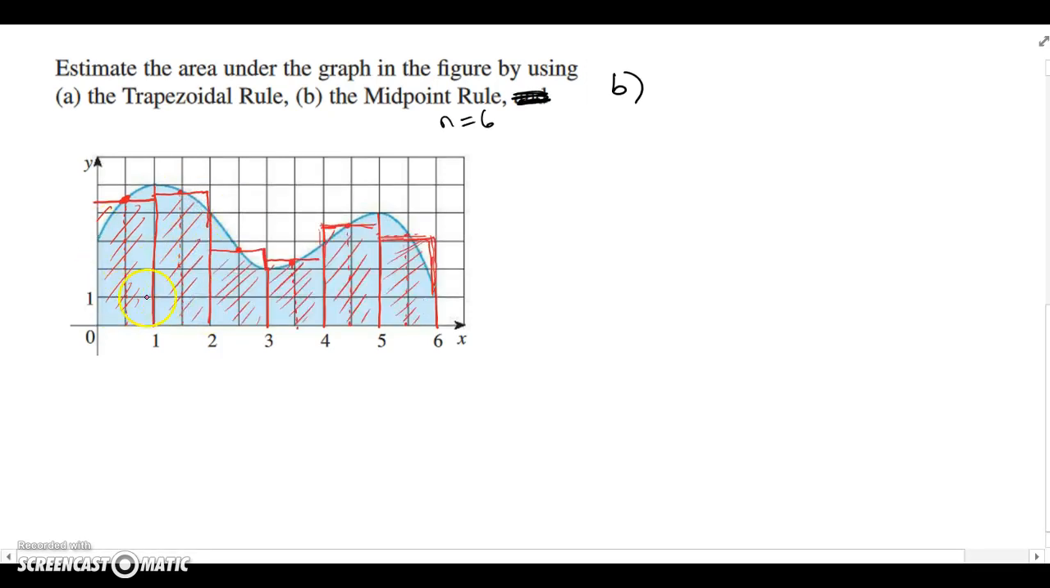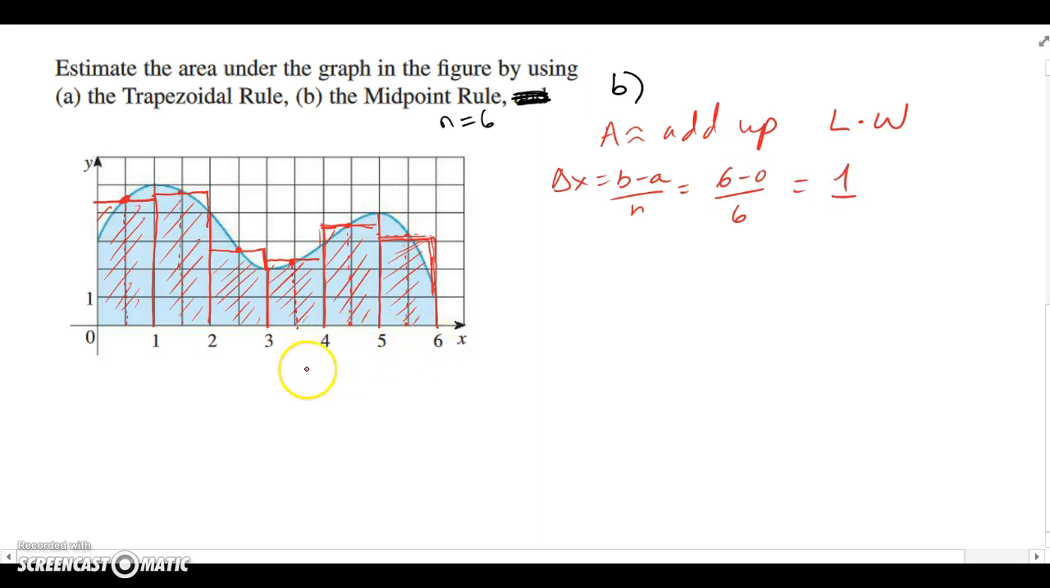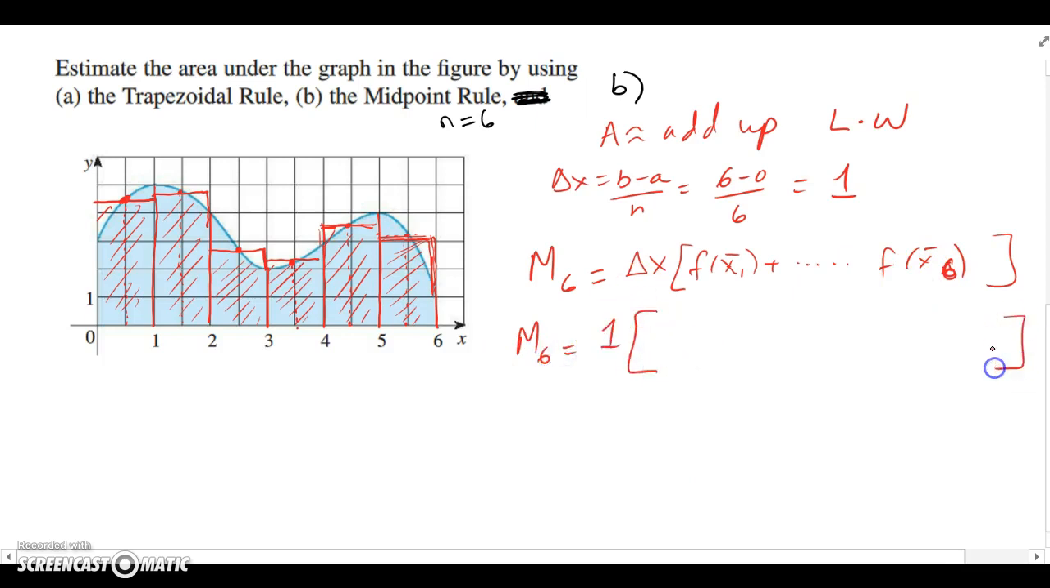Okay, so I made my rectangles, 1, 2, 3, 4, 5, 6 of them, each one having a certain length based on what the y value is in the middle of that interval. So all I really have to do is add up a bunch of length times width, because I have rectangles and I have 6 of them. We do know again that delta x is the same. We can visually see that, and we can also calculate it to be 1. We see all of them are exactly 1. So M sub 6 is delta x times all those midpoint y values that we find, f of x1 up to f of x6. In this case, we know our delta x is 1, and we're going to find the values from here.